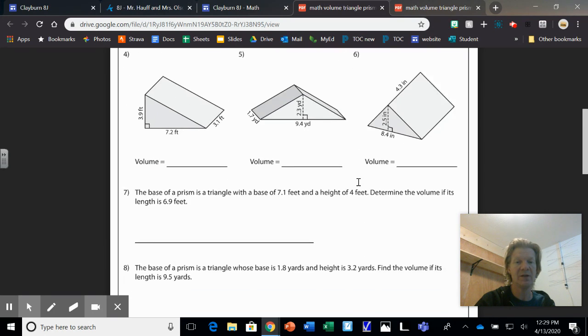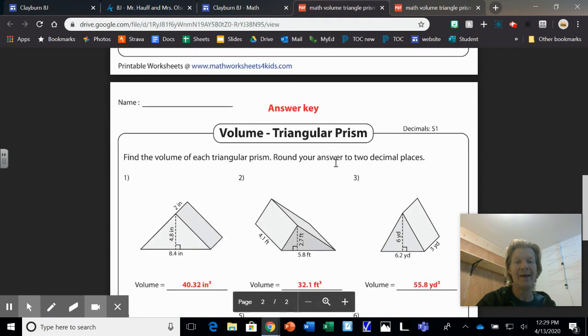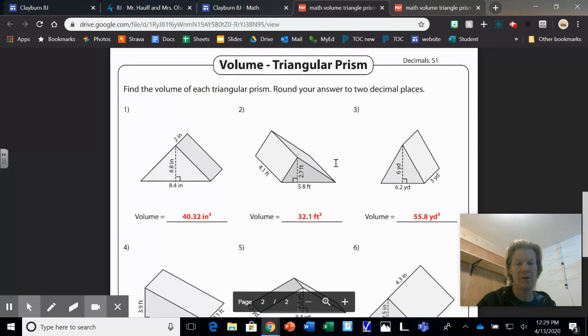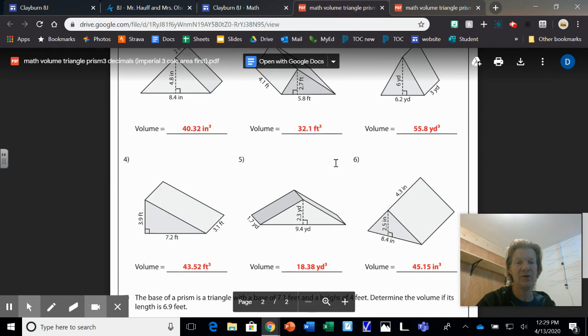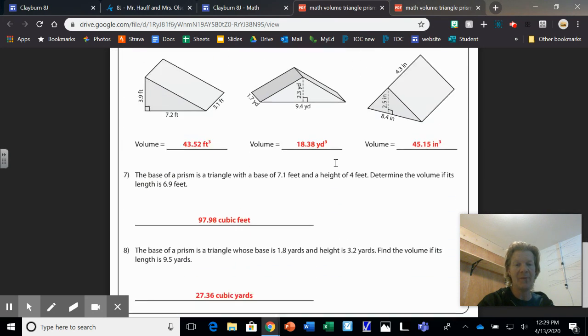So do those 6 questions. Give these 2 a try at the bottom, if you're understanding how to do it. And then here's the answer key. So once you're done, have a look to make sure you did it correctly. I'm sure you'll have the correct answers, and if you have the correct answers, you probably did it correctly. Otherwise, let me know if you need some help.